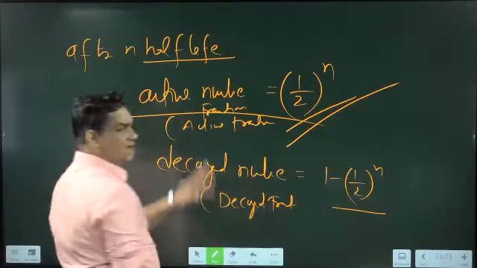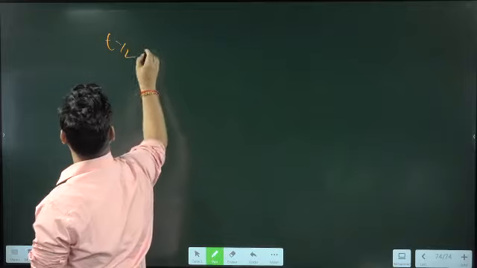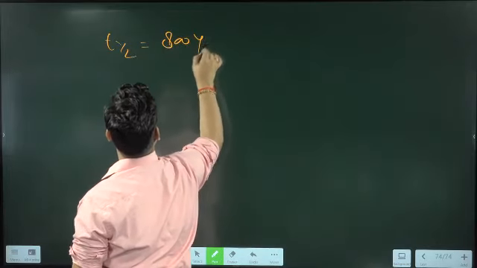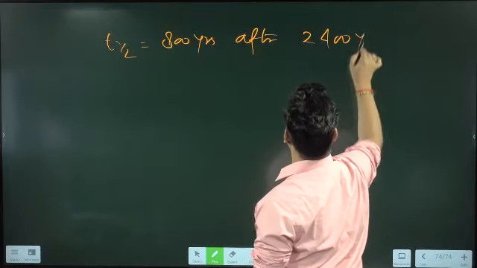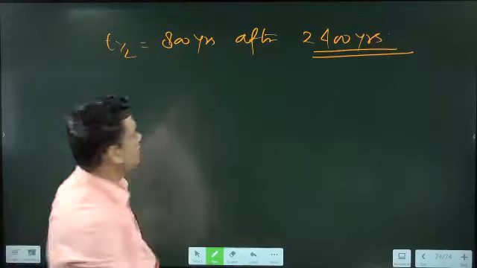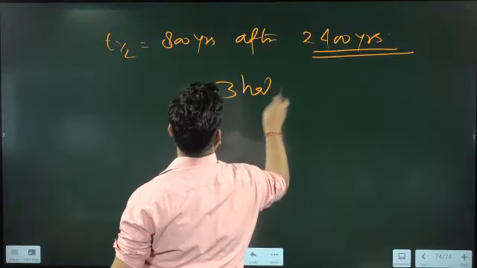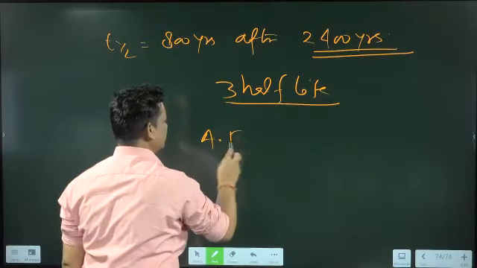Like if I say 3 half-lives, or I can take T half as 800 years, after 2400 years you can see here 3 half-lives are there. And if there are 3 half-lives, you can say in 3 half-lives the active fraction will be how much?